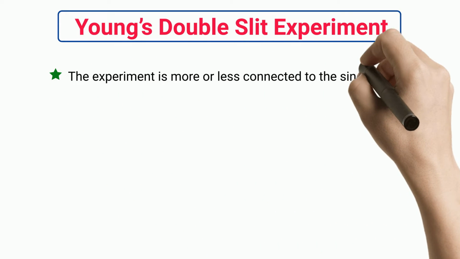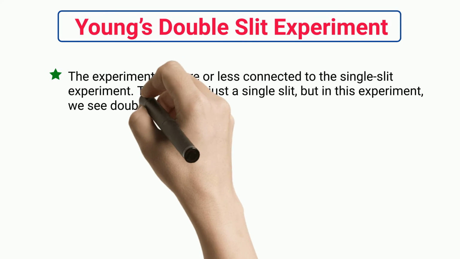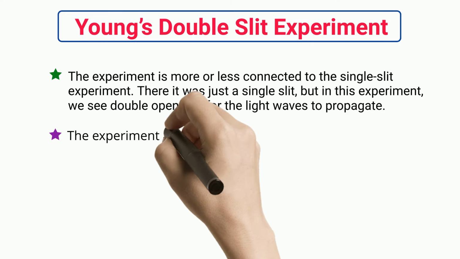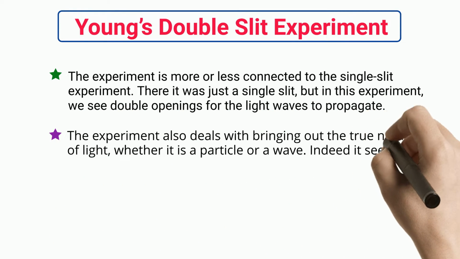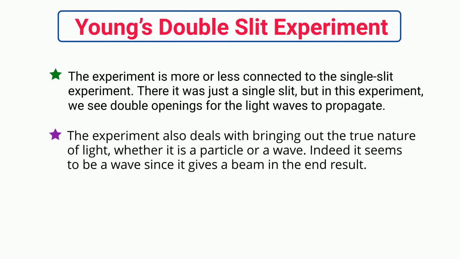Young's double slit experiment. The experiment is more or less connected to the single slit experiment. There it was just a single slit, but in this experiment, we see double openings for the light waves to propagate. The experiment also deals with bringing out the true nature of light, whether it is a particle or a wave. Indeed, it seems to be a wave since it gives a beam in the end result.